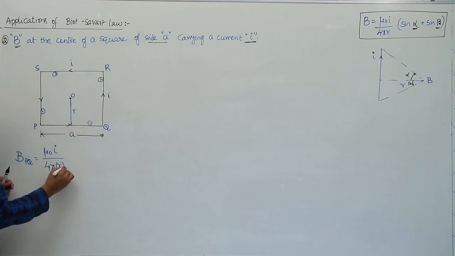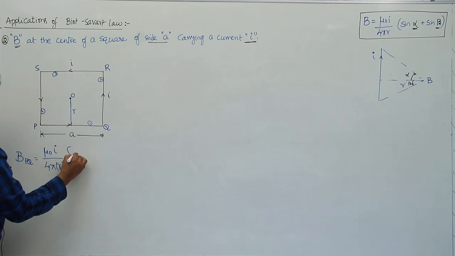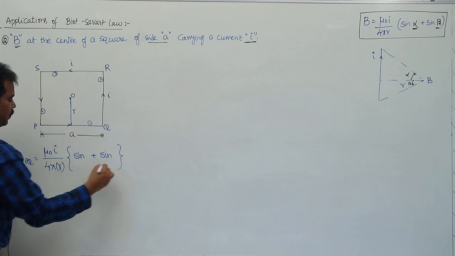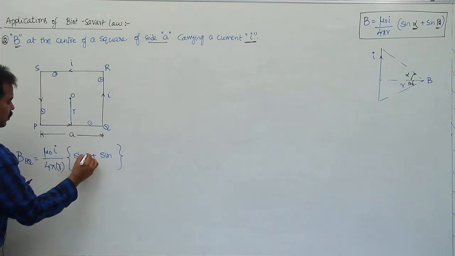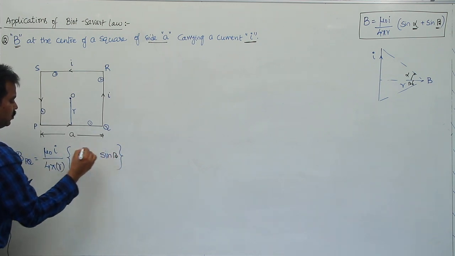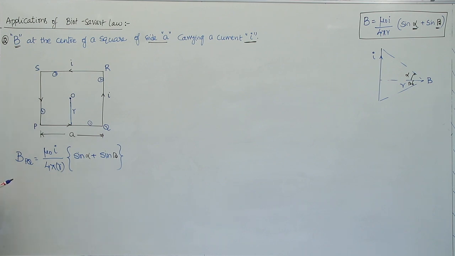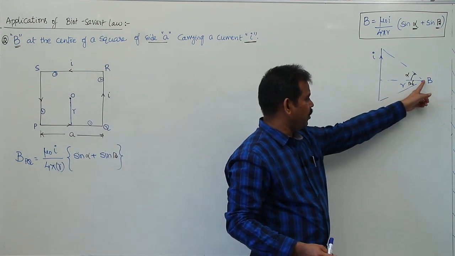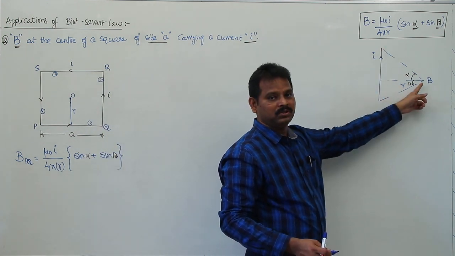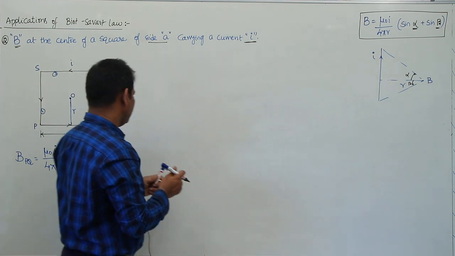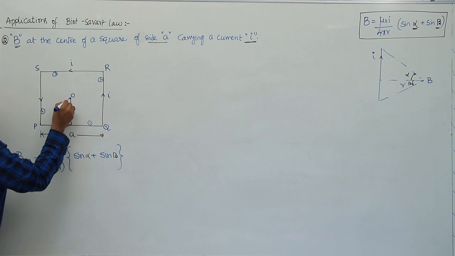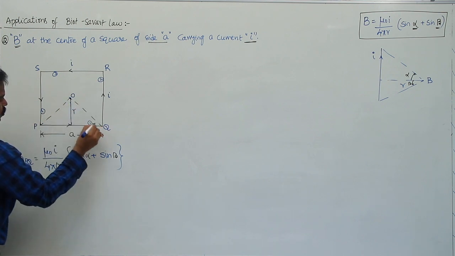So I am going to take R into sine of alpha plus sine of beta. So what is this alpha and what is this beta? If you know this alpha and beta, you can solve this problem very easily. Now, to find out this one, our method is wherever you want to find out the magnetic field, join that point with both ends of that finite wire. So here also, I want to find out magnetic field due to P and Q, join OP, join OQ.